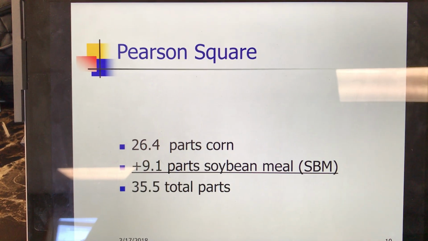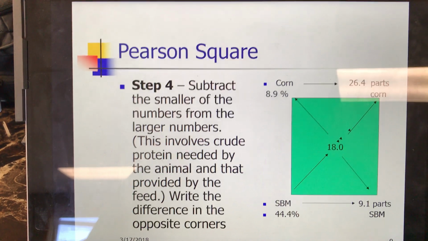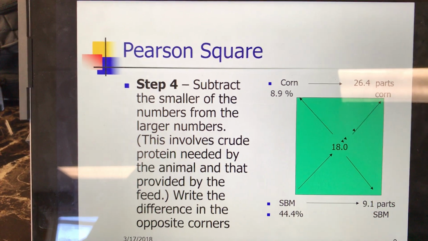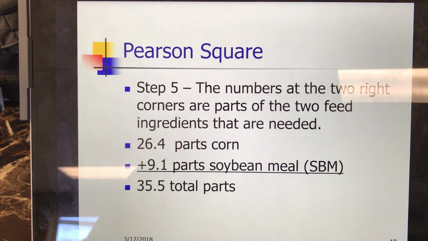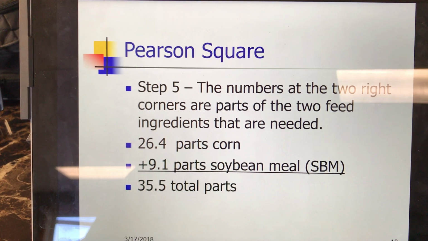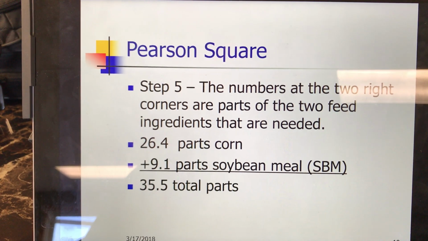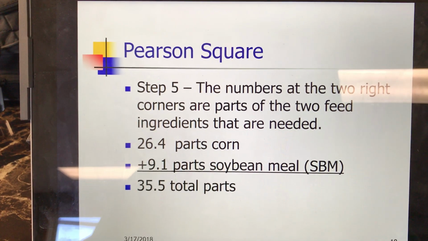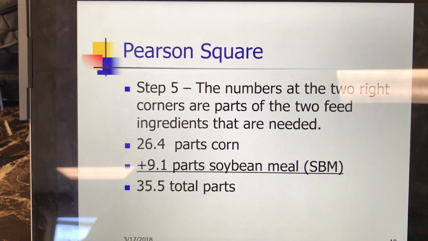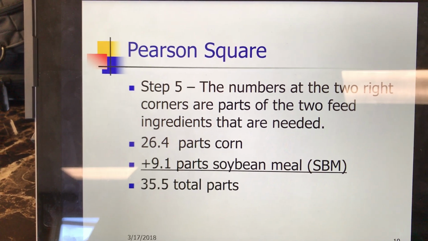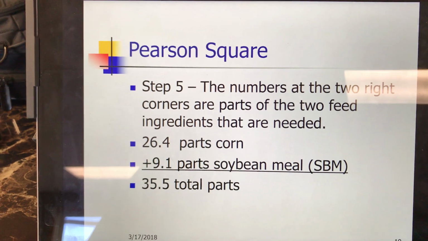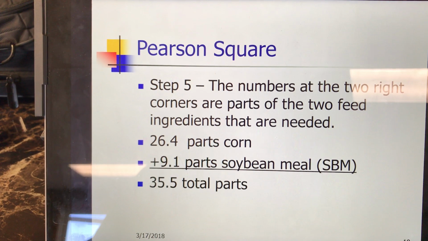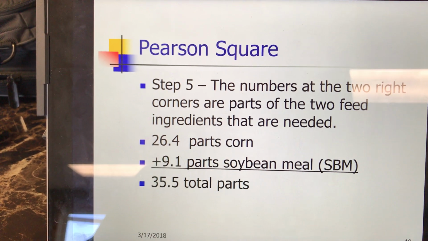So now we're going to take those parts that we just found, this 26.4 and this 9.1, and we're going to add them together. Step 5 is that the numbers in the two right-hand corners are parts of the two feed ingredients that we need, and we need to find a total part. So 26.4 plus 9.1 gives us 35.5 total parts for this ration. Simply, that was just adding those two numbers on the right hand of the square directly down.